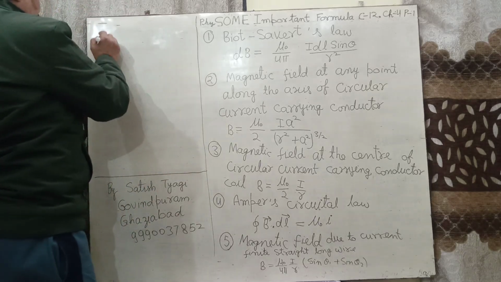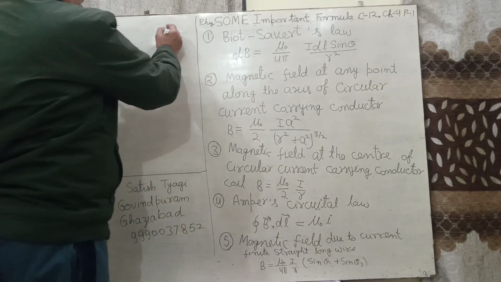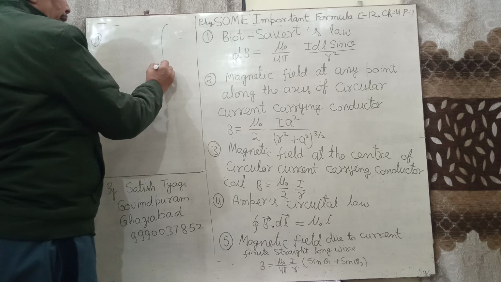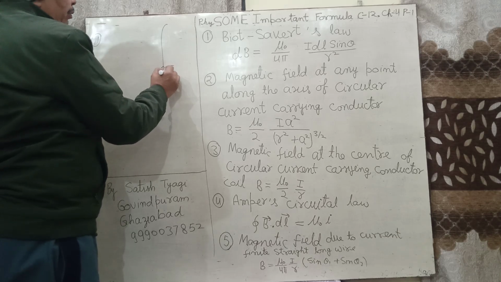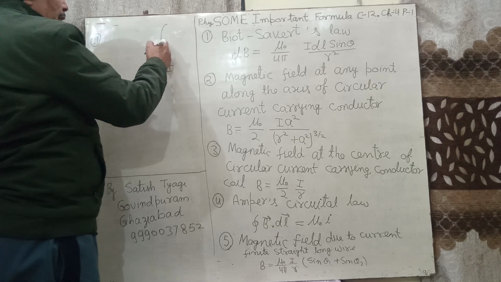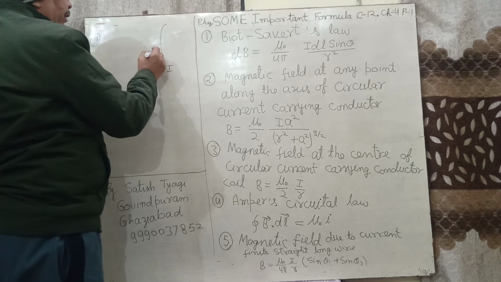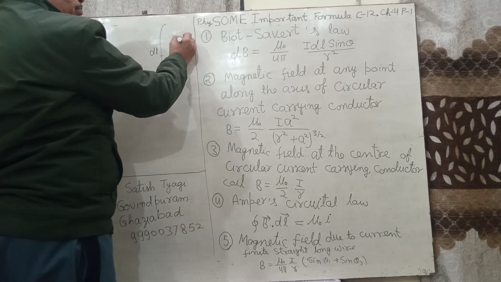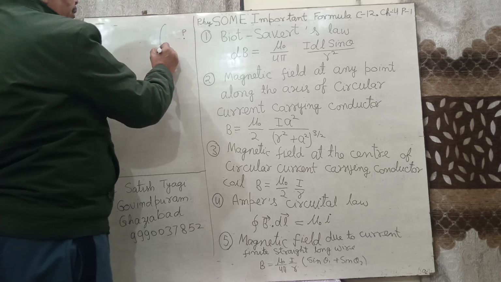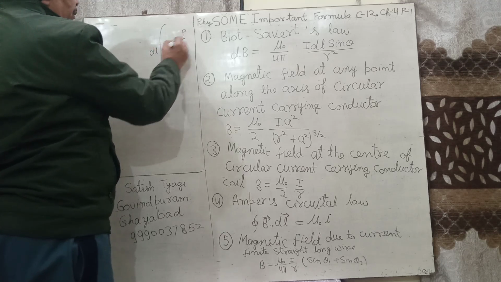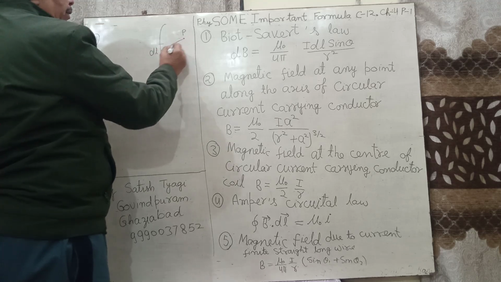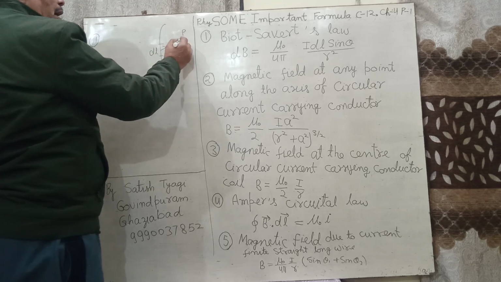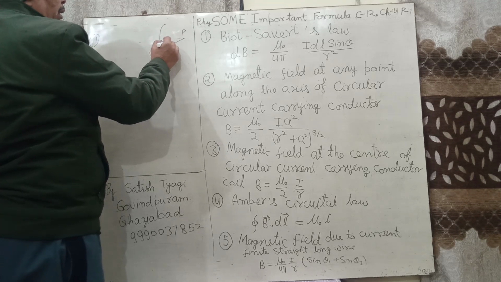Biot-Savart law is used if current flows in any wire. Suppose this is a wire in which current I flows, and this is a part of the wire, its length is dl, and the point is P. The distance between dl and P is r. The angle between r and dl is theta.